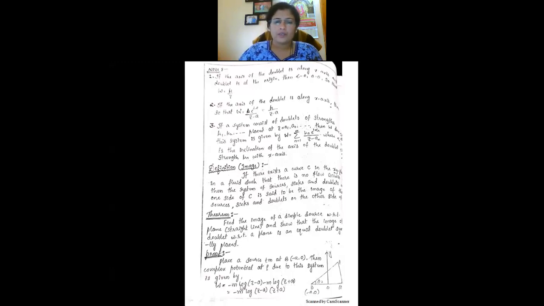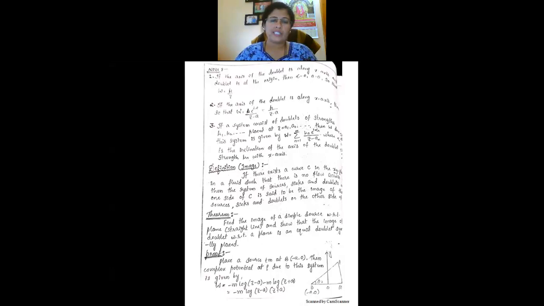For the total value, if you take minus m as common, then you get log m plus log n, which you can write as log mn, so minus m log of z minus a into z plus a. Or else you can write it in another form: z minus a into z plus a is also z square minus a square, as is convenient for you.